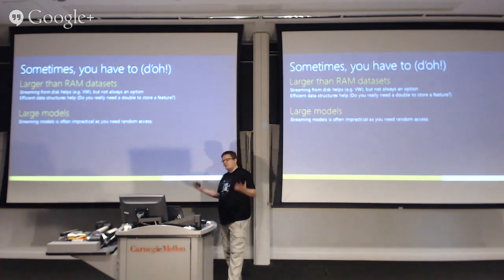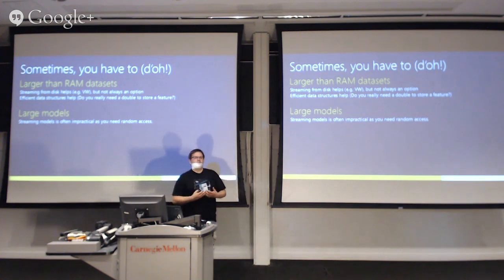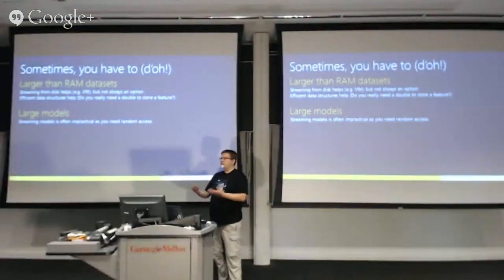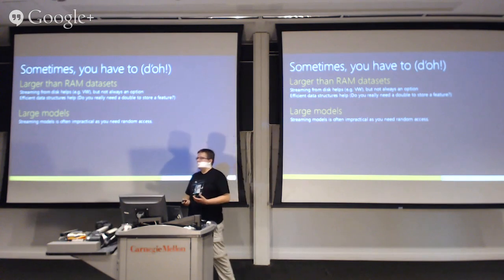The other problem, obviously, is if your model is larger than RAM, then streaming from disk is really impractical, because often you have random access to the elements of your model. Think of a matrix factorization problem where you need to update individual entries. So streaming from disk is no longer an option. If you hit models that are bigger than memory, you have to go onto multiple machines.